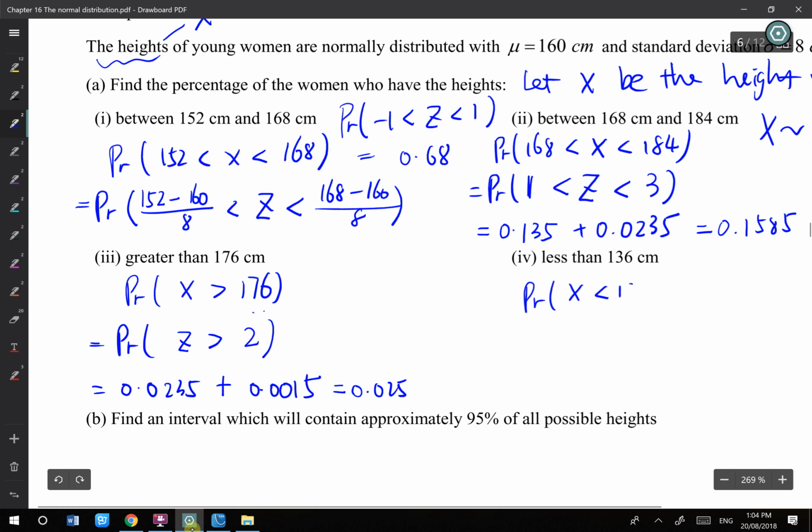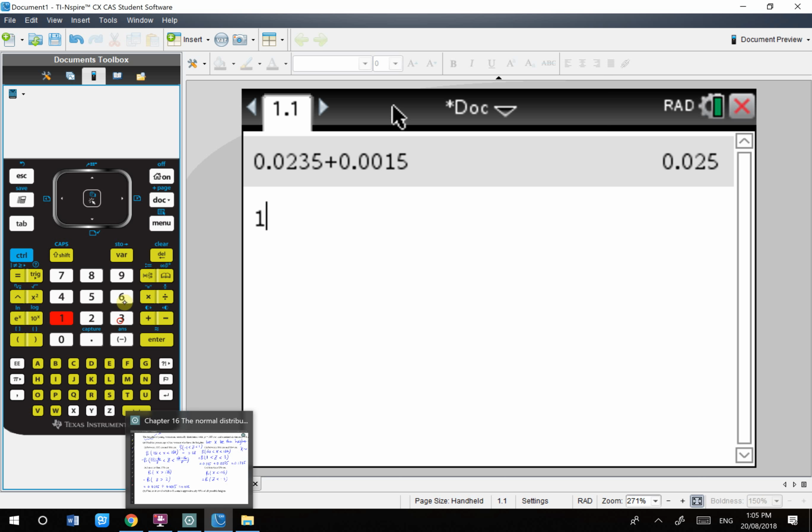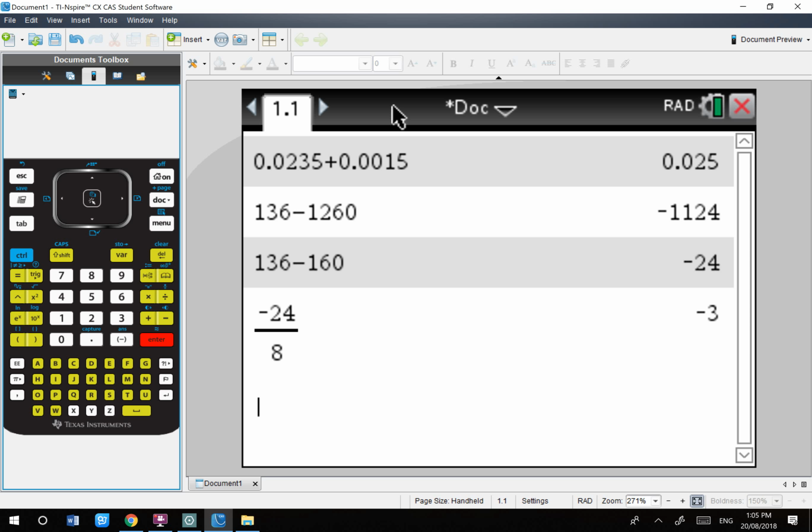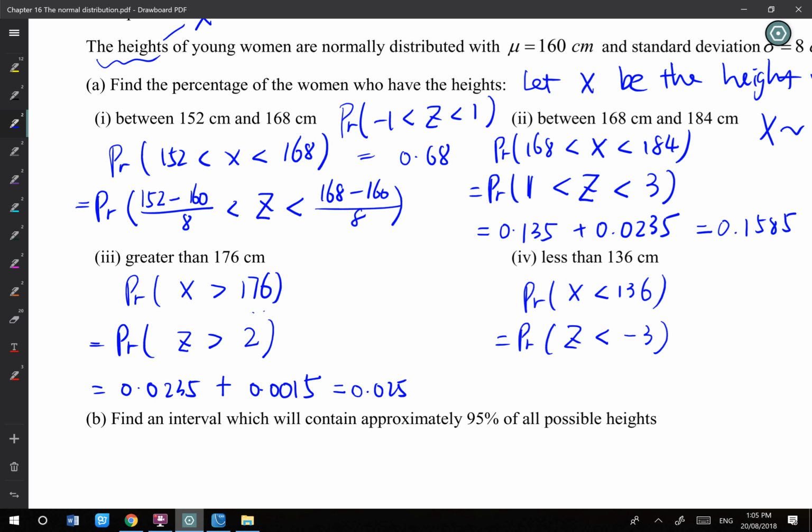Less than 136. That's the probability that X is less than 136, minus 160. That's minus 24. Minus 24 divided by 8 is minus 3. So it's 136 minus 160 and then divide by 8. So it's minus 3. So is that Z less than minus 3? What we have is 0.0015.